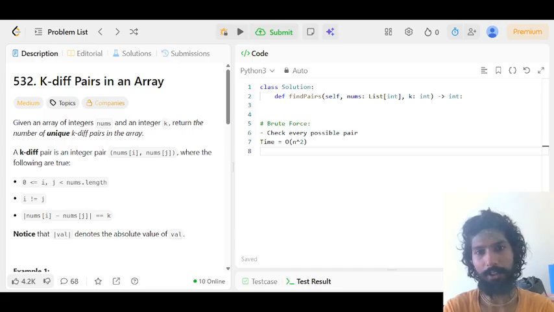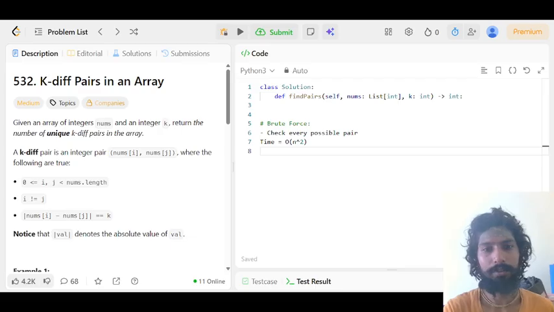Instead, we can solve this problem using a frequency map. A frequency map stores every unique number in the array along with the number of times it appears. Now there are two important cases. The first case is when k is greater than 0. We know that the absolute difference between two numbers must be equal to k.